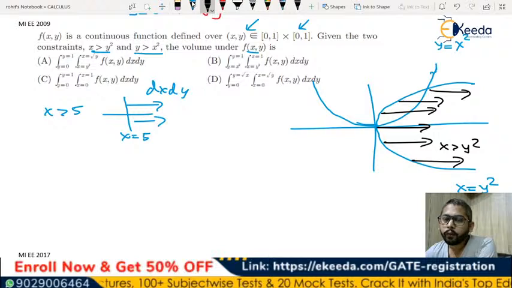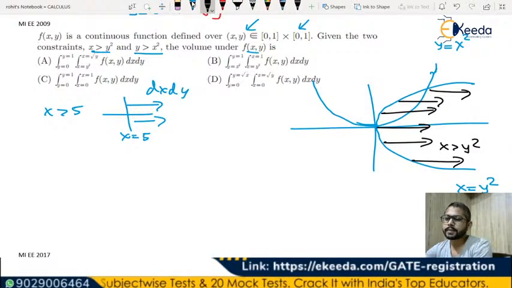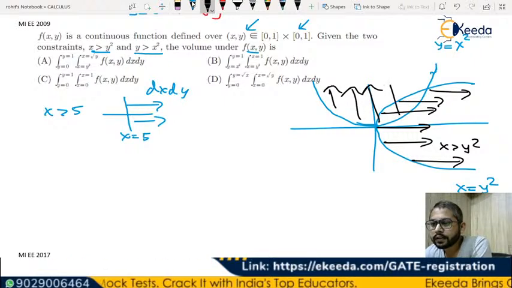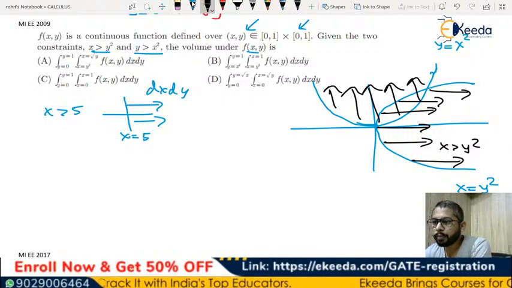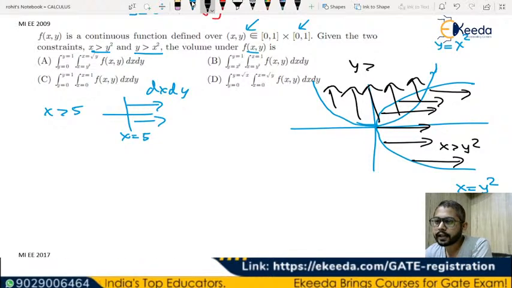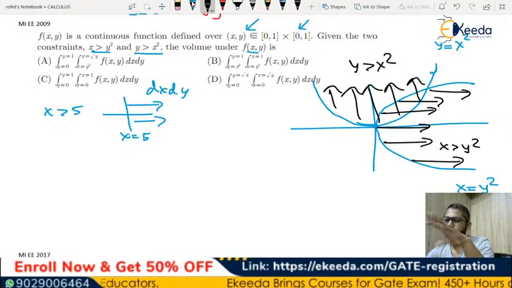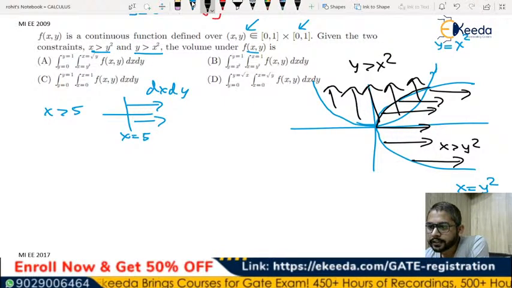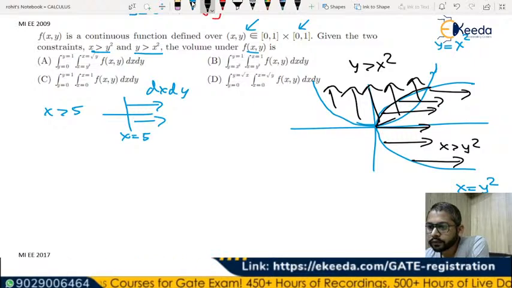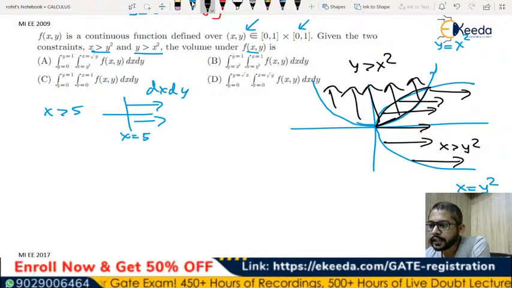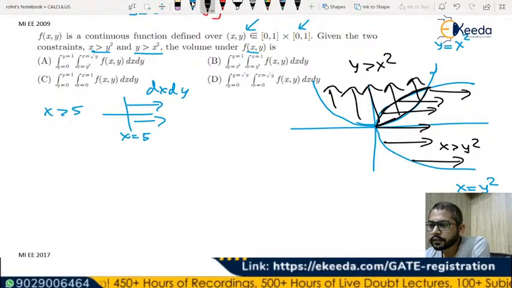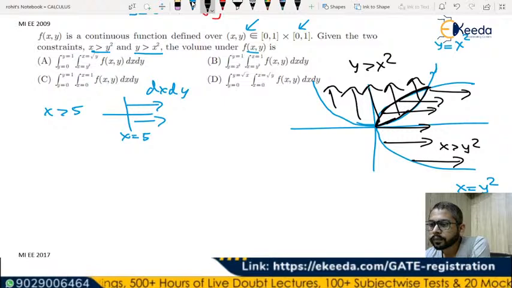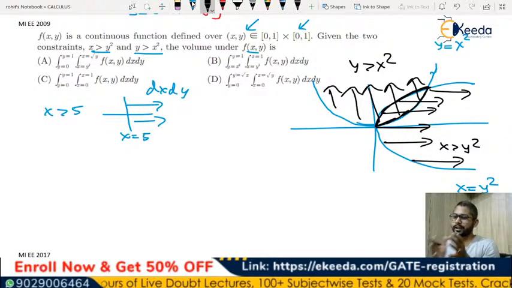Similarly, when it is y greater than x square, you will have to move upward. So this region above y is equal to x square is y greater than x square. And in this entire region bounded, the enclosed area is this one. This is the enclosed region, because this is where both the conditions are satisfied.